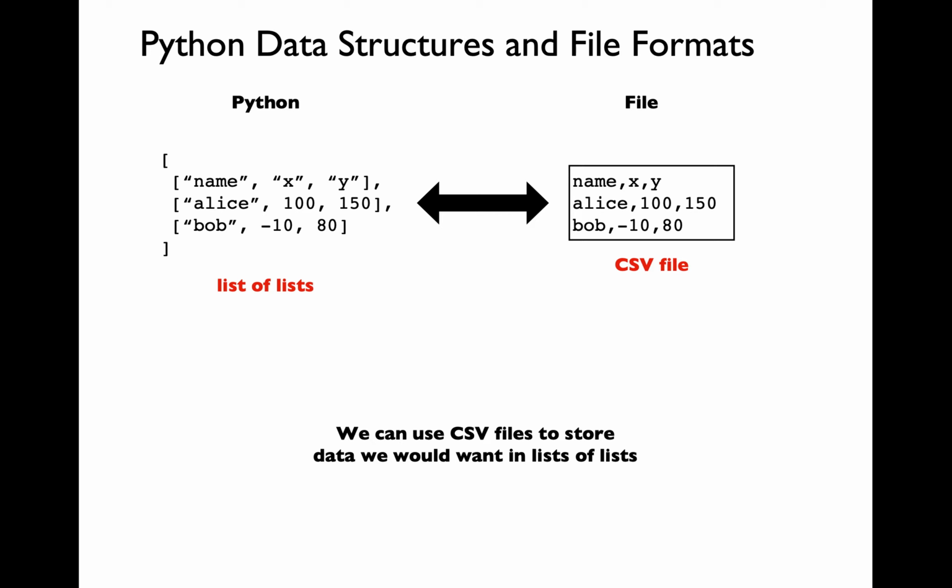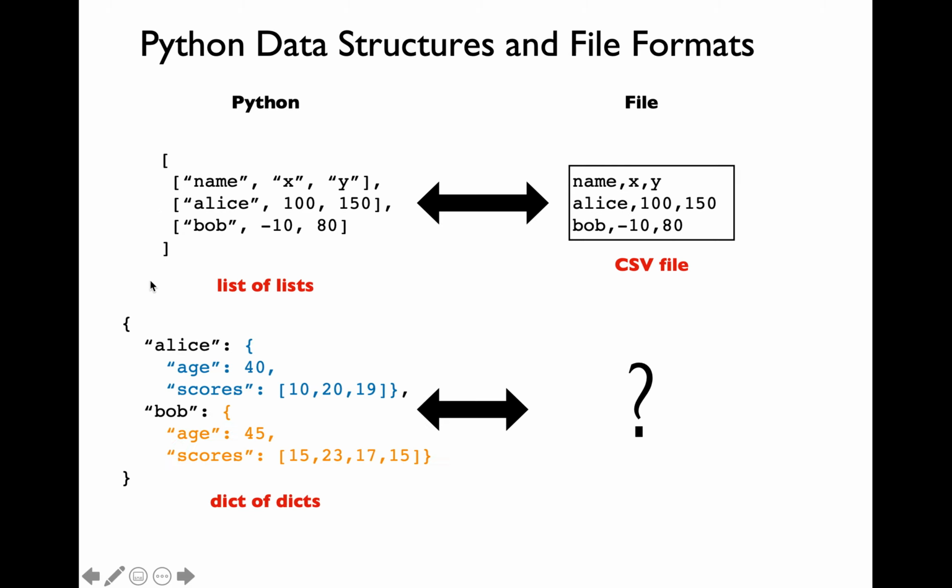Recall that CSV file format enables us to represent tabular data. When we read the contents of CSV files into Python, we'll be using the list of list data structure to represent each of the rows as inner lists. Let's consider an alternate data structure where we have dictionary of dictionaries. Why do we need such a data structure?